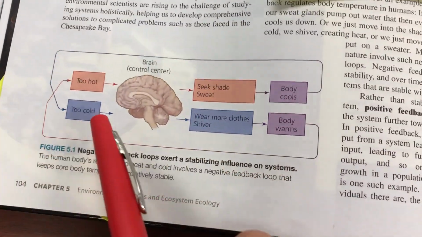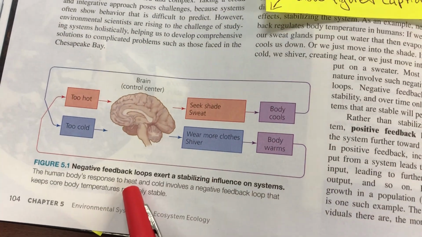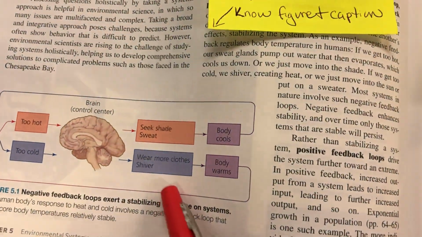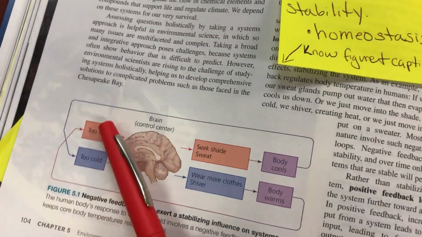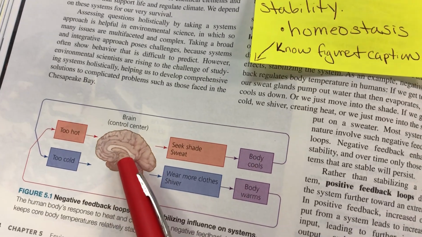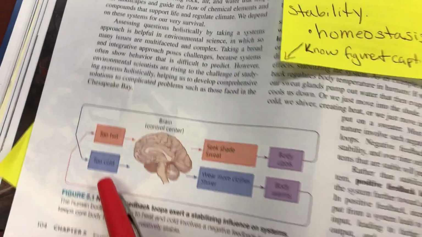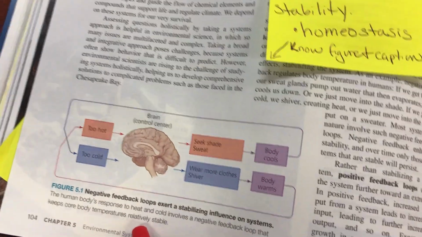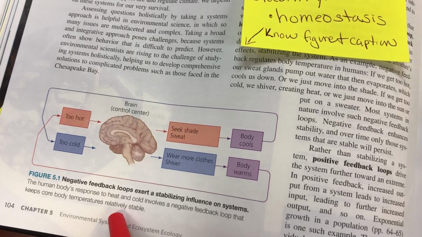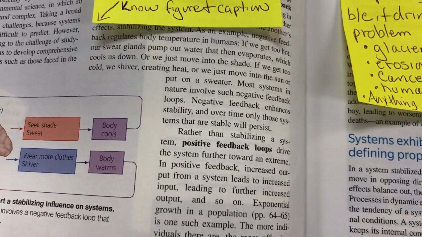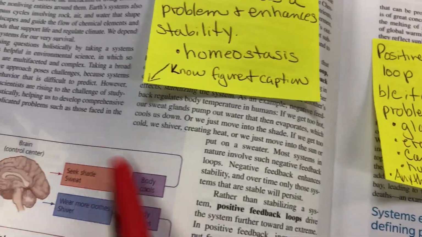So if you look at the picture here, it explains how a negative feedback looks. So basically, if it's too cold, your brain realizes that, and when you wear warm clothes, your body warms up. And now eventually you get too hot, your brain seeks shade, or you sweat naturally, and your body cools, and then you go back down. So this is a negative feedback loop, and that's just because your body can actually regulate itself. So that is our goal. So just make sure you review this figure here.